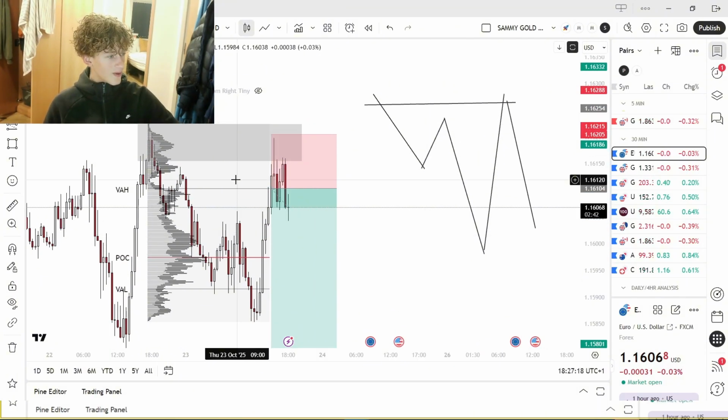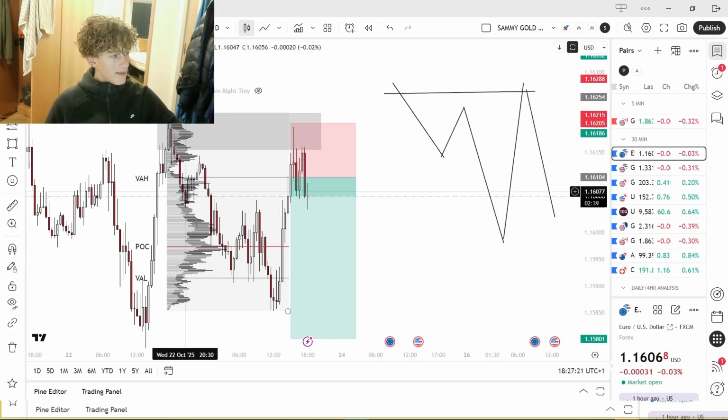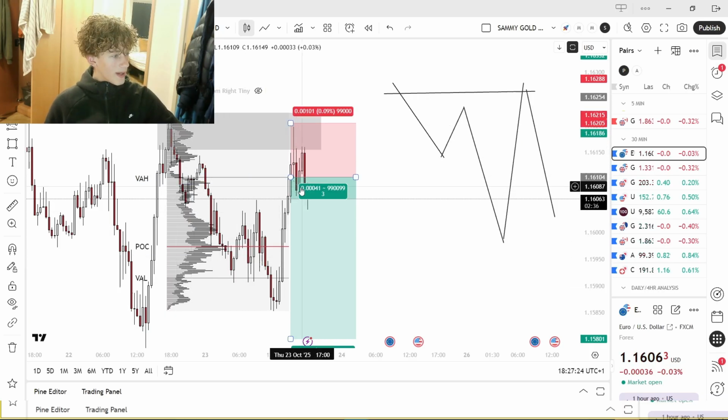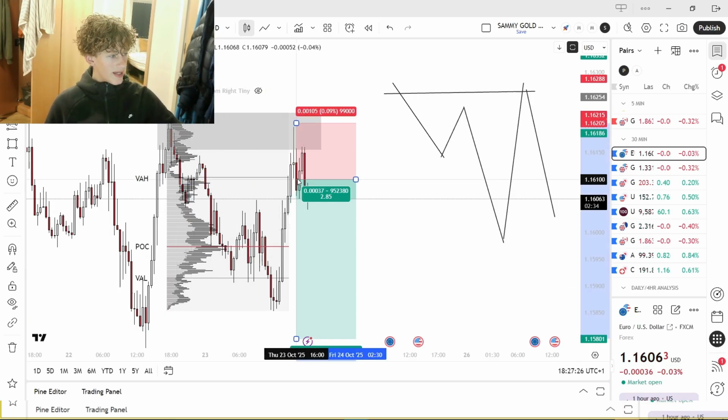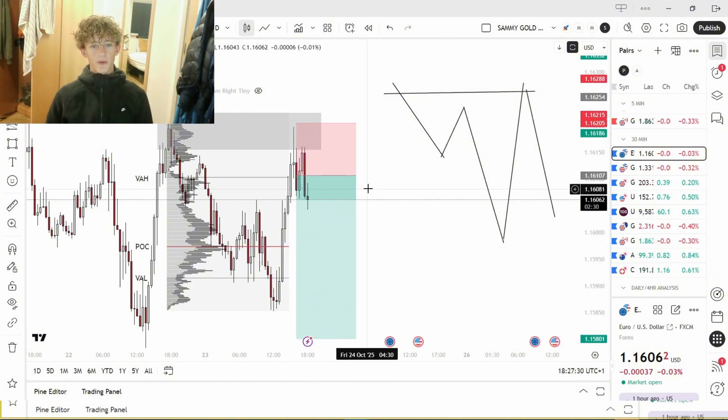As you can see here, that's exactly what I did. Price creates liquidity, nice structure. I enter when it wicks in and closes bearish, so around here. And yeah, that is a valid setup and that is what we are trading.